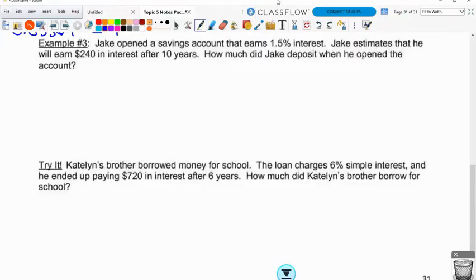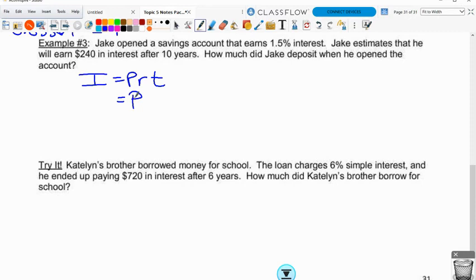In our next example, we're told that Jake opened a savings account that earns 1.5% interest. Jake estimates that he will earn $240 in interest after 10 years. How much did Jake deposit when he opened the account? So we'll start by writing our equation for simple interest, I equals PRT. And it asks us, how much did Jake deposit when he opened the account? That's the principal amount, so that's what we're looking for, P, the principal.